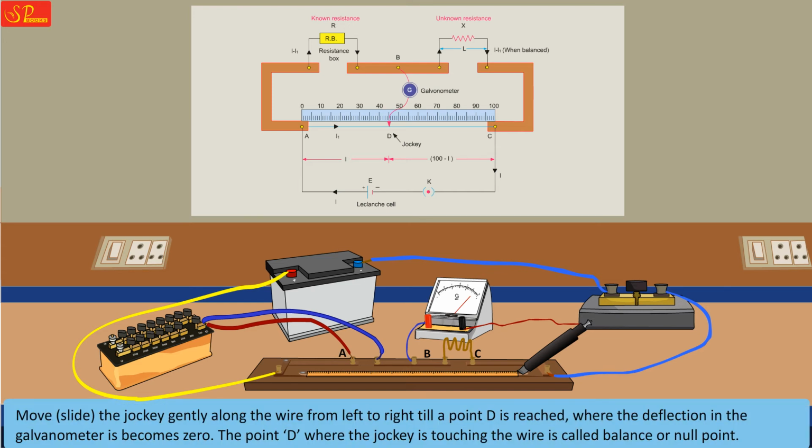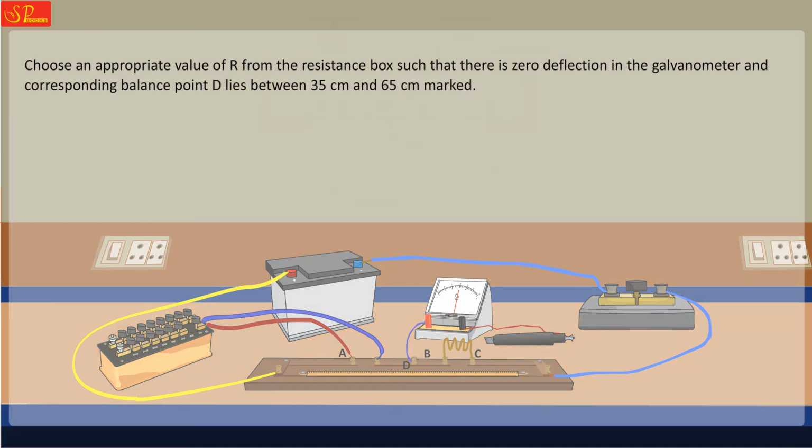Slide the jockey gently along the wire from left to right till a point D is reached, where the deflection in the galvanometer becomes 0. The point D where the jockey is touching the wire is called the balance or null point. Choose an appropriate value of R from the resistance box such that there is 0 deflection in the galvanometer and the corresponding balance point D lies between 35 cm and 65 cm marked. Note the position of point D to know length AD equals L.